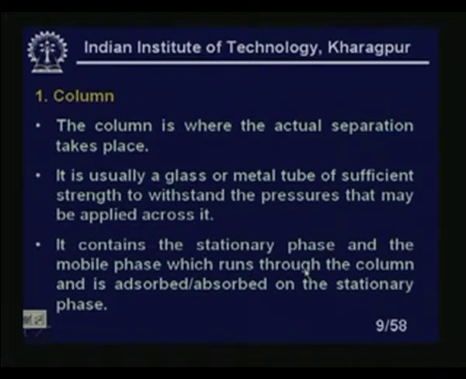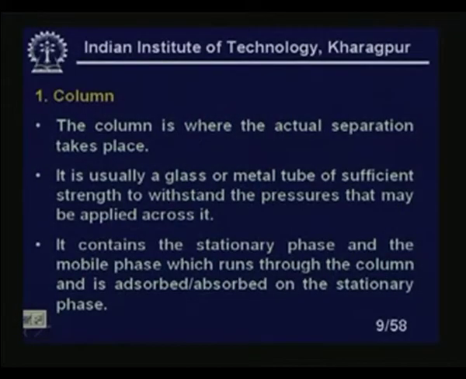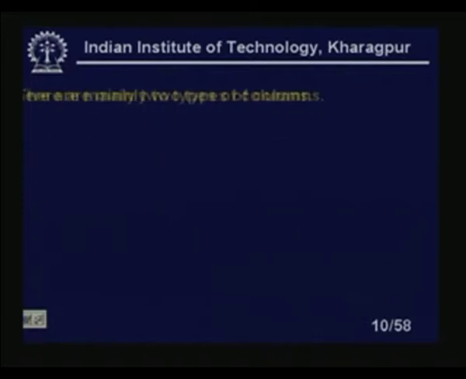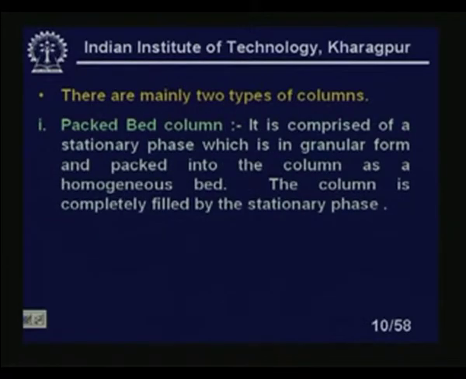It contains the stationary phase and the mobile phase, which runs through the column and is adsorbed or absorbed on the stationary phase, depending on the stationary phase. There are mainly two types of columns: the packed bed column and the open tubular column. Let us discuss them one by one.